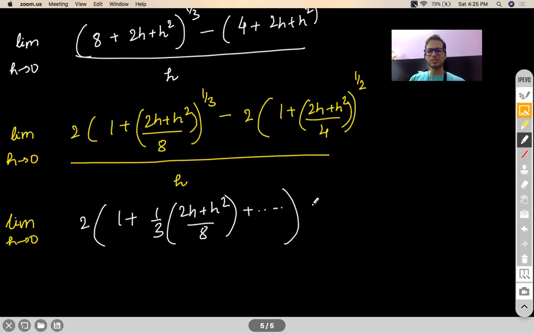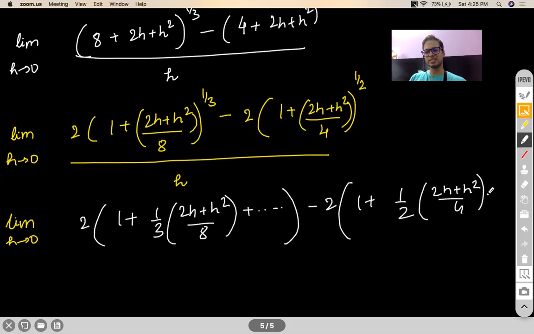Here also, if I do the same, I'll get 1 plus half times 2h plus h square by 4, dot dot dot. Dot dot dot means it goes all the way to infinity. I cannot write all the terms. Correct?